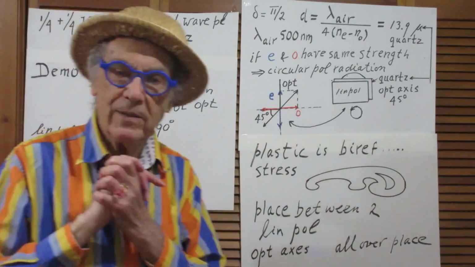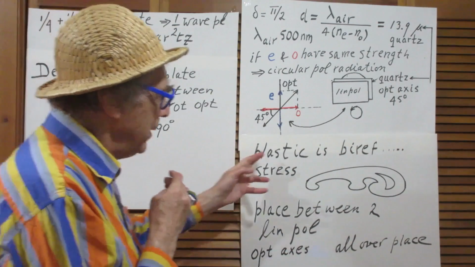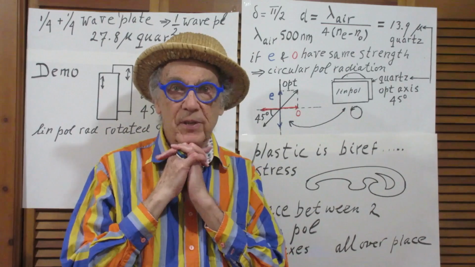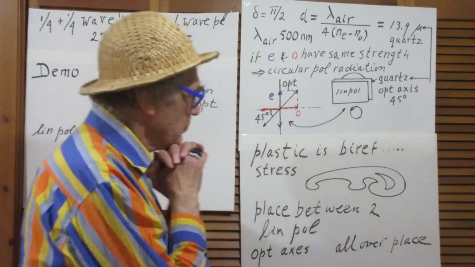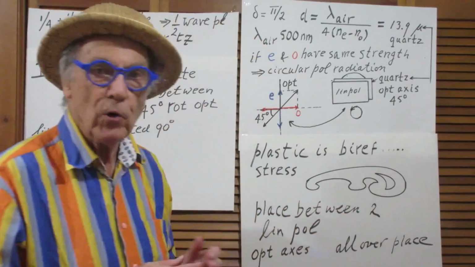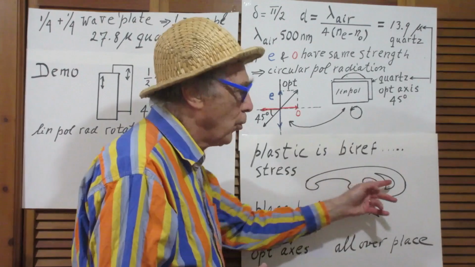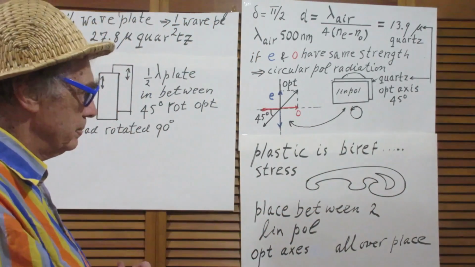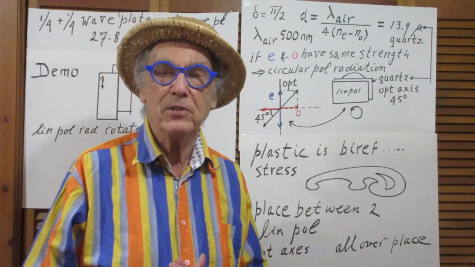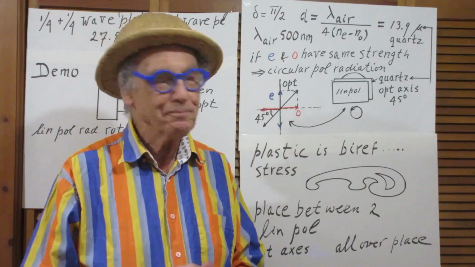I will do a second demo in front of my computer. Any plastic that you have, transparent plastic, is birefringent. The degree of birefringence is the result of stress in the plastic, and that occurs when the plastic is being made. But the stress is very different at different locations, so the optical axes are all in wild directions.